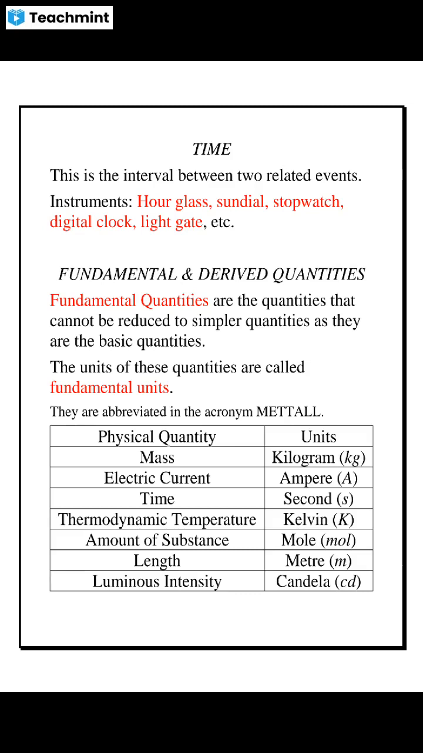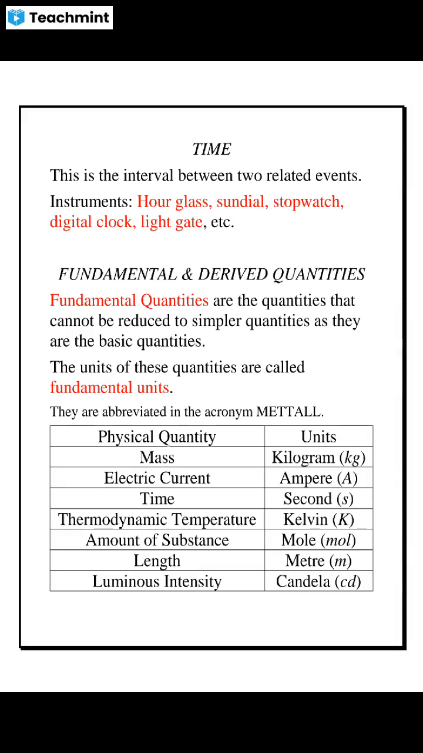Fundamental quantities are the quantities that cannot be reduced to simpler quantities because they are the basic quantities. They are not formed from any other quantity. All the fundamental quantities have been abbreviated into the acronym METAL. I could have said word, but it's an acronym because metal has a single T and a single L, but in this, we have double T and double L.